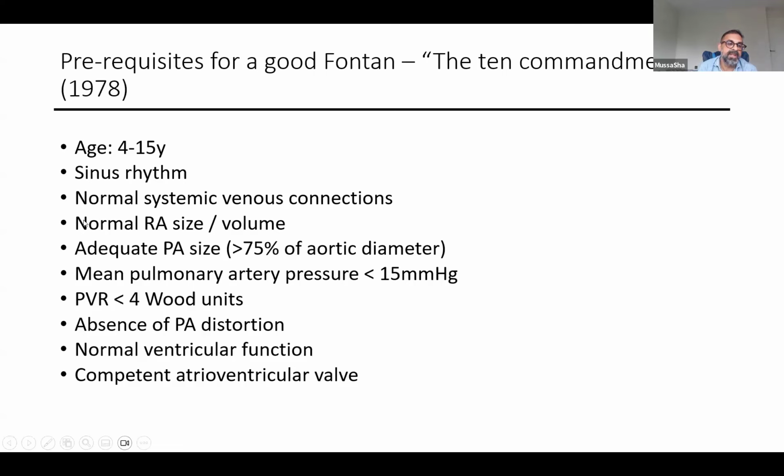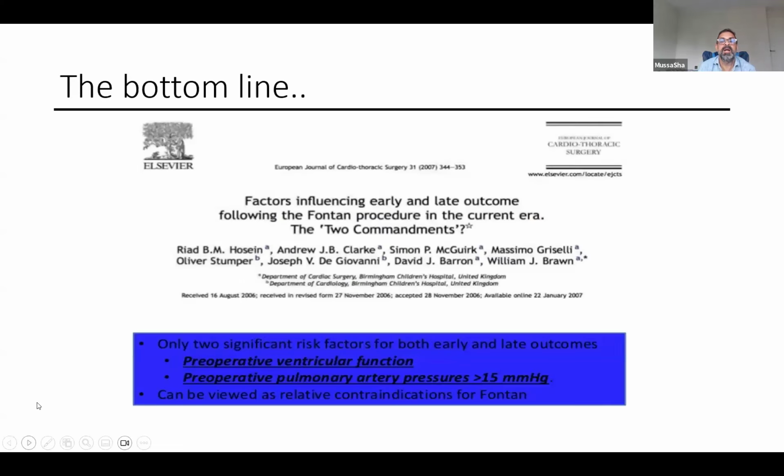However, if you think about it, many of these things are saying the same thing. And actually, the bottom line, when you're considering your Fontan operation in patients, is that really all of those 10 commandments boil down to these two main risk factors. What we really need to see is that the preoperative ventricular function is adequate, and that the pulmonary artery pressures are low, okay?